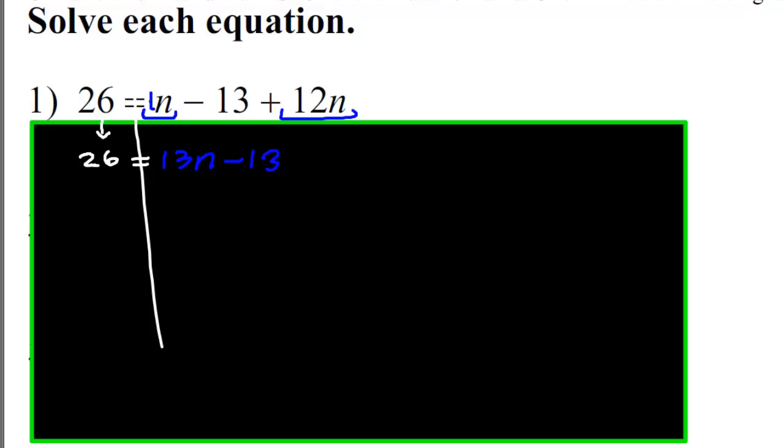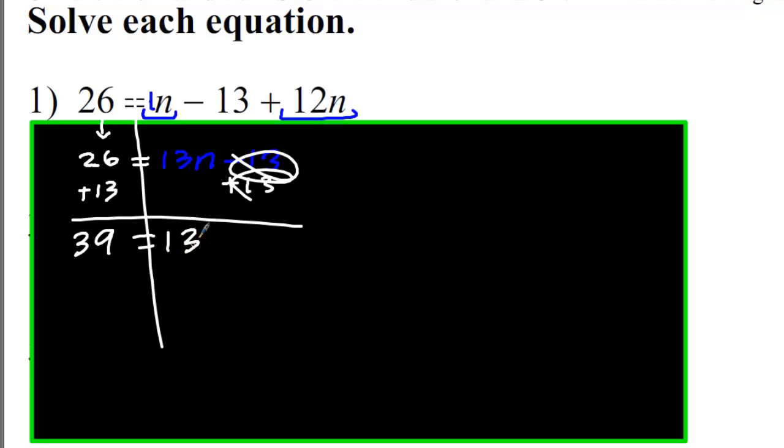Okay, next, the 26 and this right here can be combined, alright? But it's on the opposite side of the equal sign, so you have to do the opposite. So we are going to eliminate 13. Eliminate 13. So this is 39 equals 13n. Then the last step is to divide by the coefficient of n, which is 13. So n equals 3.